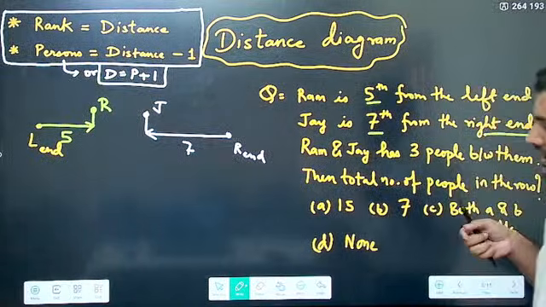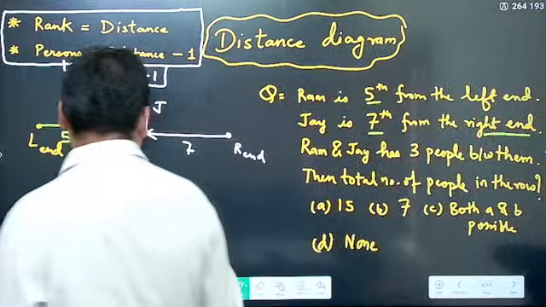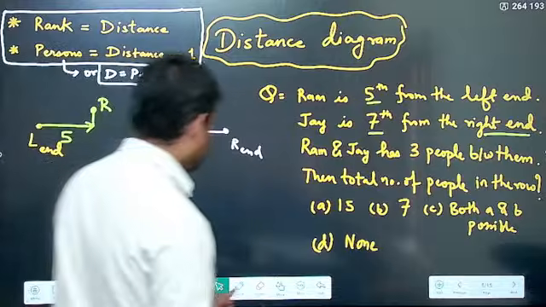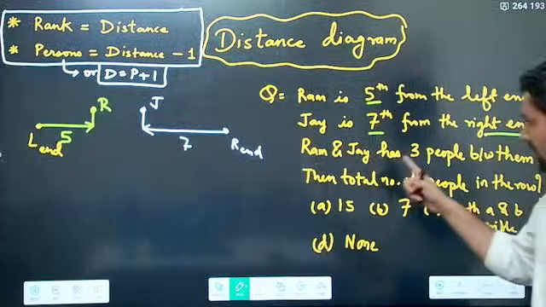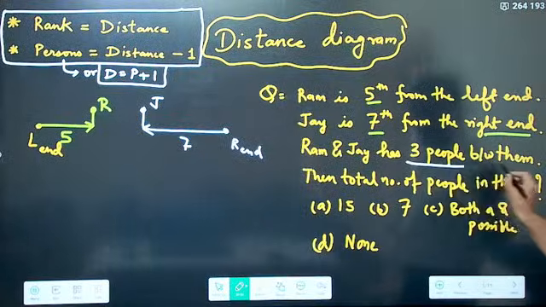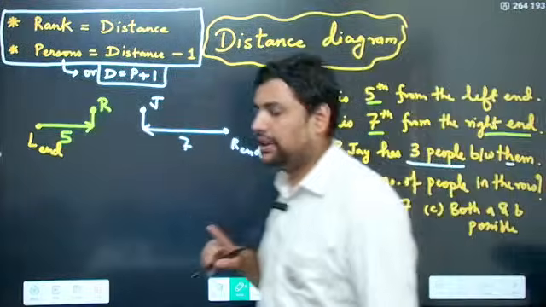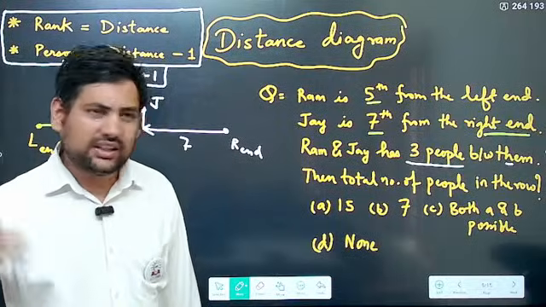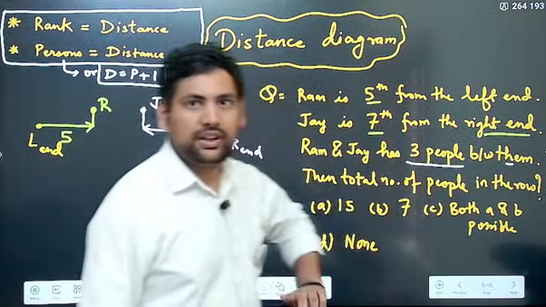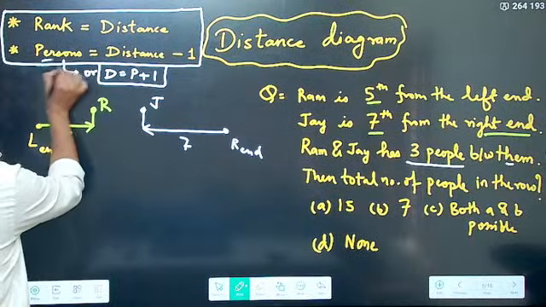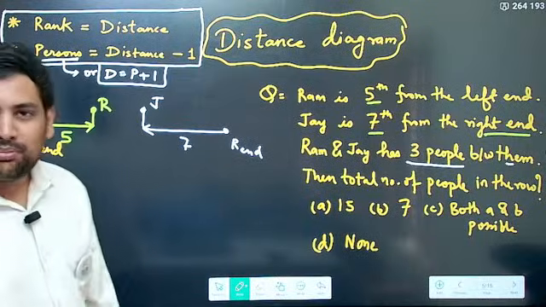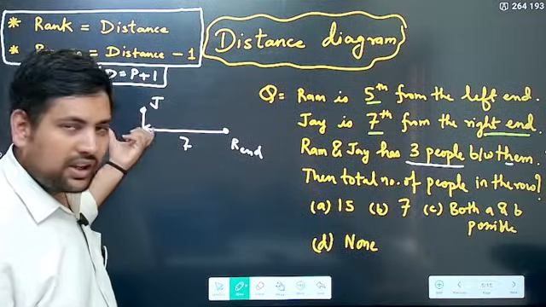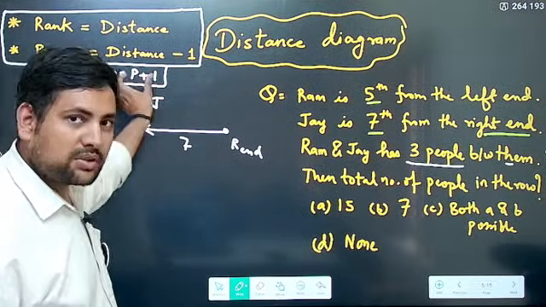Then it says that Ram and Jay have 3 people between them. Now this is different. This is not ranking. Rankings are usually written as 5th, 6th, 22nd. This is 3 people between them. That means it is talking about persons. If I have to draw it in a distance diagram, distance is always equal to persons plus 1.